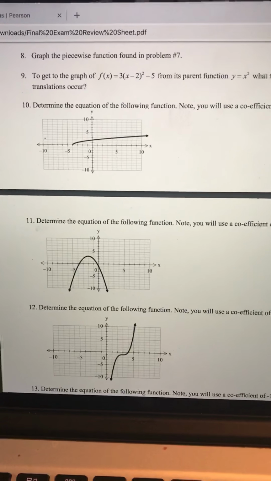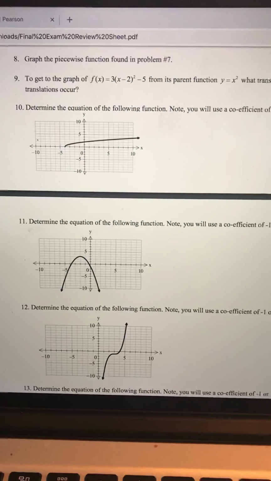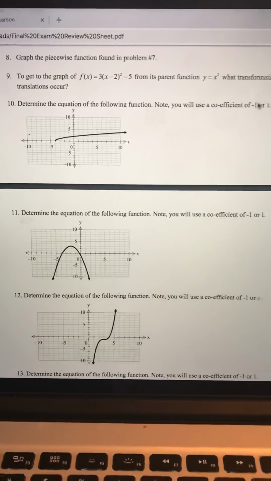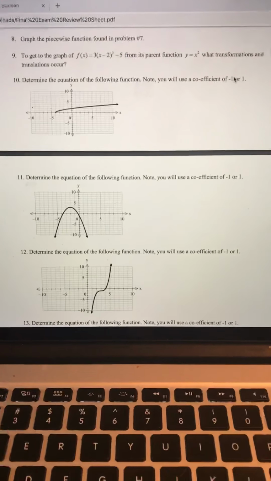All right, this is part 3 of the Math 110 final exam review. I left off part 2 at number 8, so now we are on number 9.